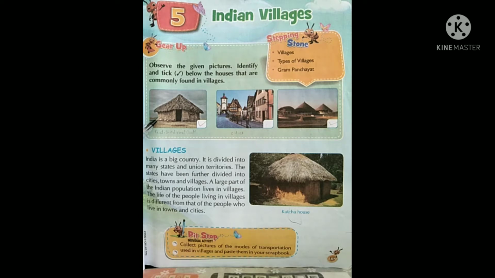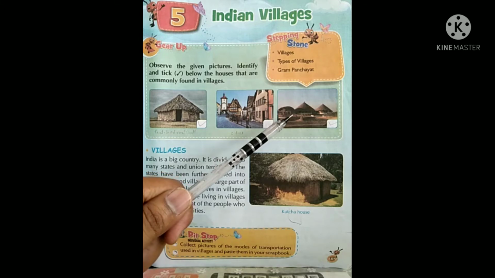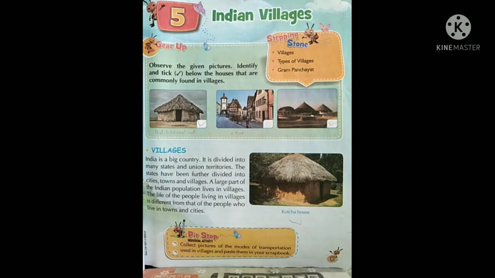Now see, this is the first picture. How does it look? It is a small house with a thatched roof, you can also say a thatched hut. It is using dry grass as a roof. Some buildings are there, which we can see only in cities, and such houses you can also see in villages, isn't it? Now you are going to learn about villages.